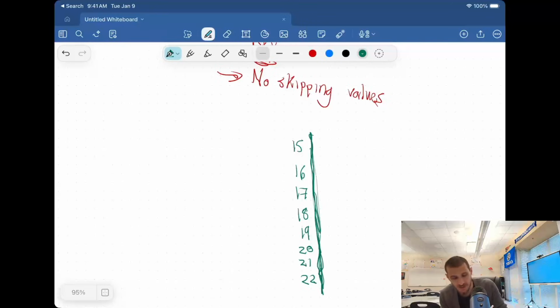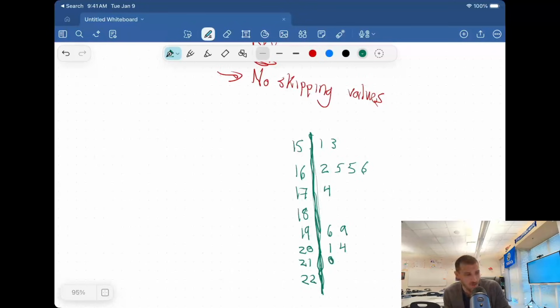And then on the digit side for the leaf, I would do 1, I would do 3, I would do 2, I would do 5, I would do 5, I would do 6. For 17, I would do 4. For 18, I would do nothing. For 19, I would do 6, I would do 9. For 20, I would do 1 and 4. And for 21, you'll notice there's nothing after 21. That means it's 21.0. I would put 0, and 22, I would put a 1 there.